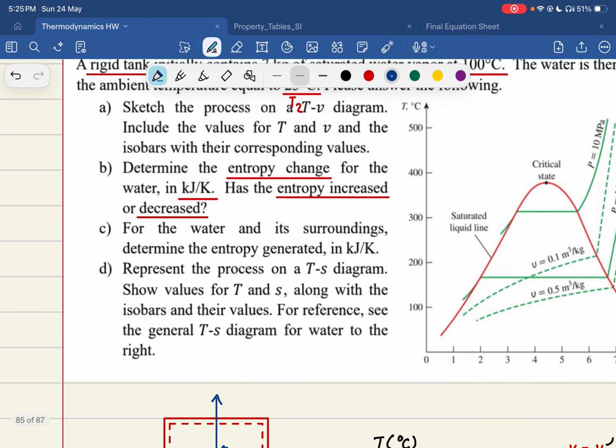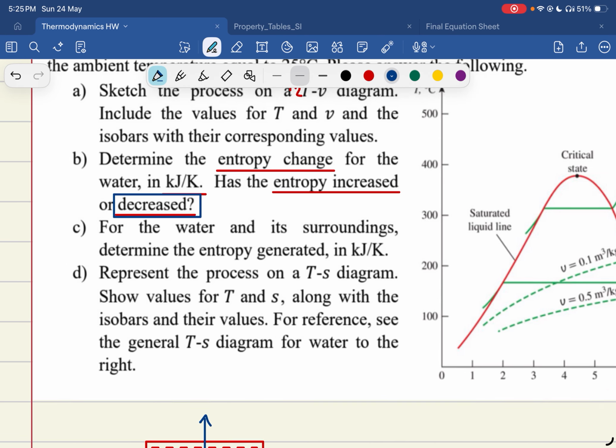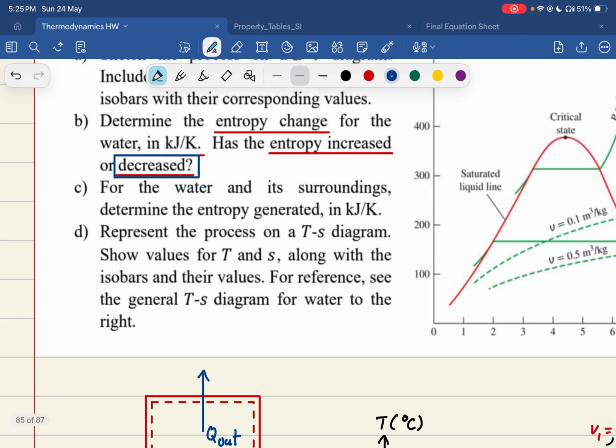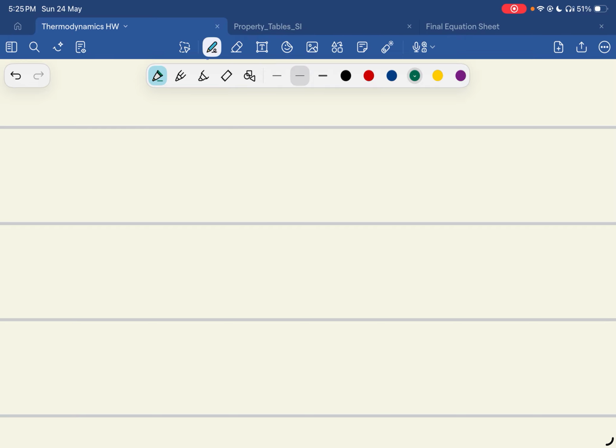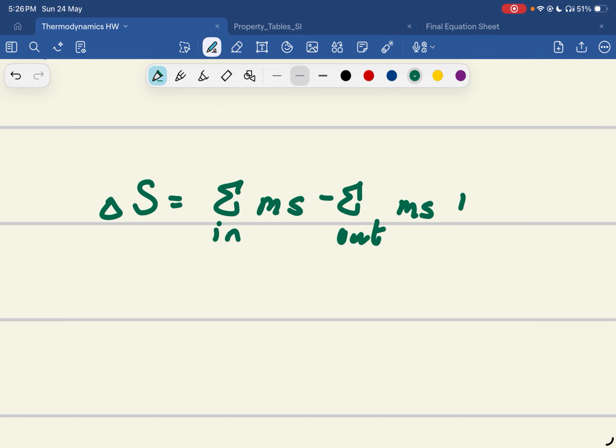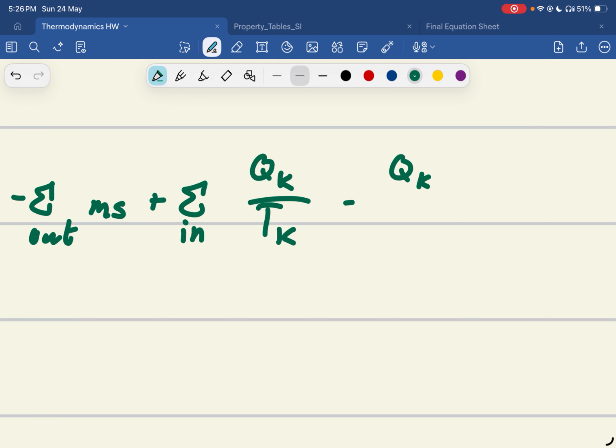So, going back to the question, we say our entropy has decreased because our S2 is lower. And then for the water, it's the surroundings determining the entropy generated. So, for entropy generated, we have an equation for delta S. This is the entropy balance equation: delta S equals the sum in of m s minus the sum out of m s, plus the sum of Q over T_k in, minus the sum out, plus S gen.